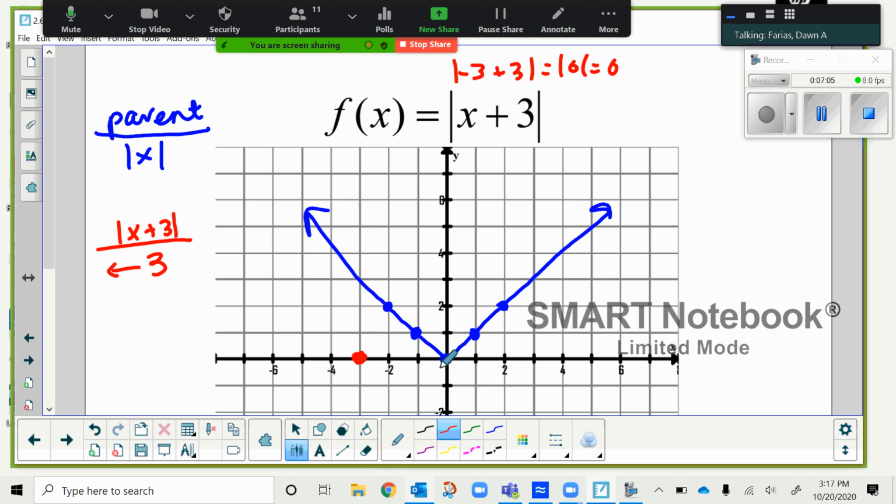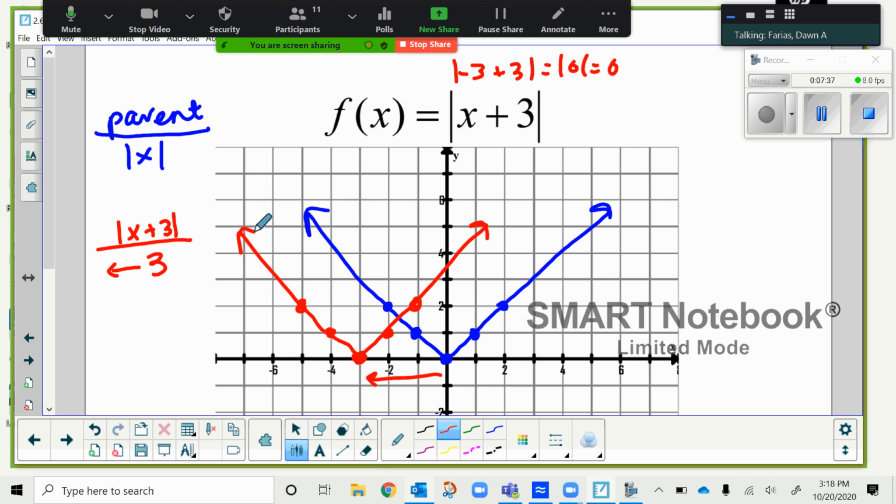Where did the origin go? It shifted to the left 3 places. And that's going to be true for every other point. You could make an XY table for the X +3, but knowing these shifting patterns just makes it go faster. If you just know everything goes to the left 3, then you just draw it faster that way.